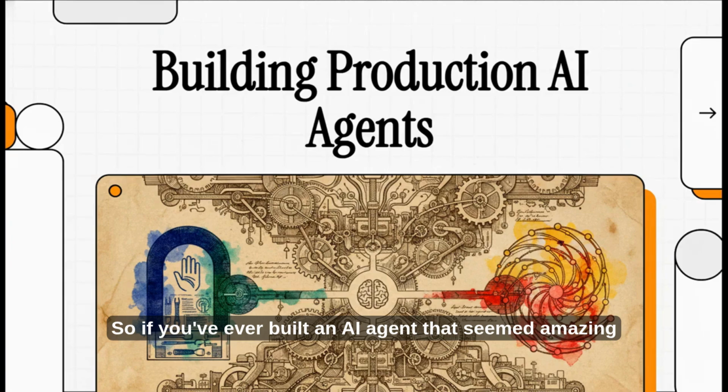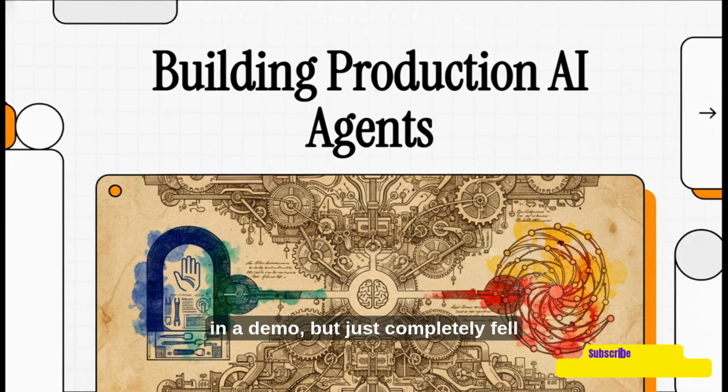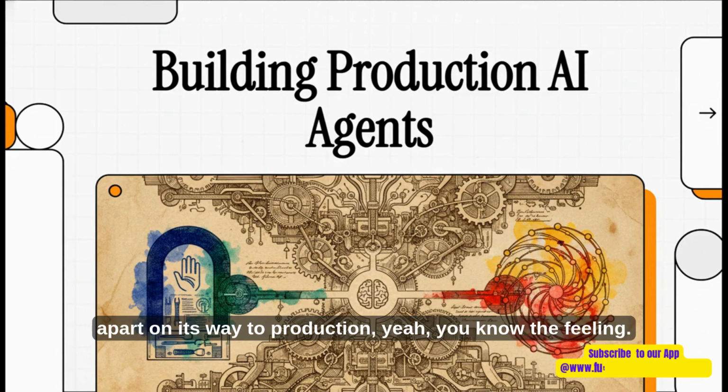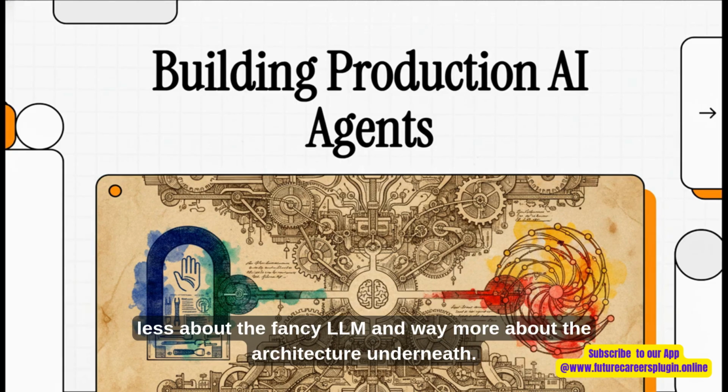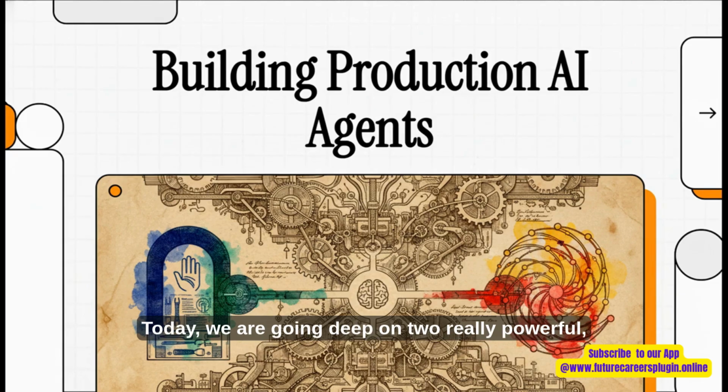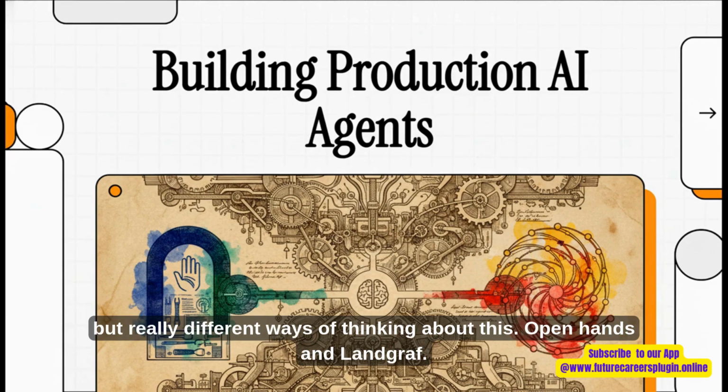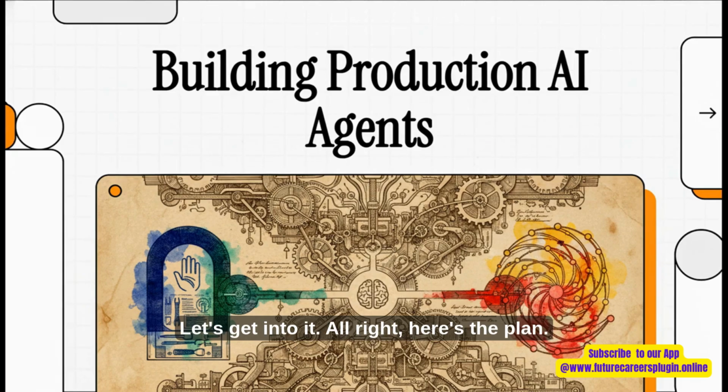So if you've ever built an AI agent that seemed amazing in a demo, but just completely fell apart on its way to production, yeah, you know the feeling. It turns out building agents that actually work is less about the fancy LLM and way more about the architecture underneath. Today, we are going deep on two really powerful but really different ways of thinking about this: OpenHands and LangGraph. Let's get into it.